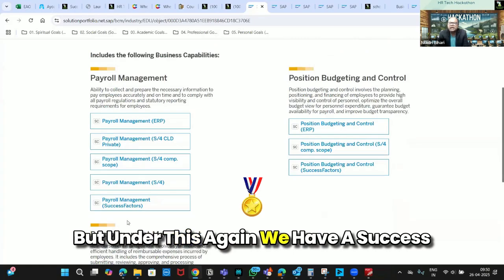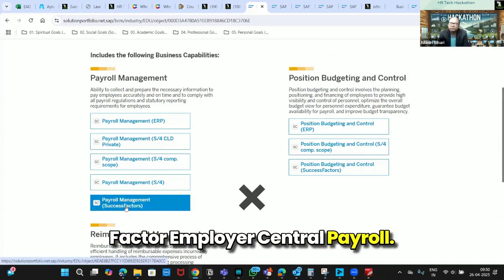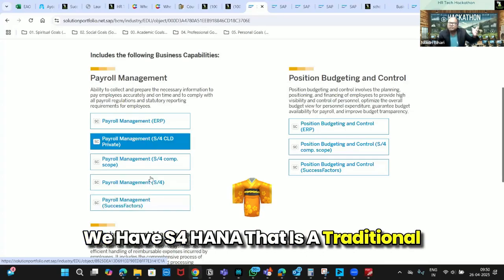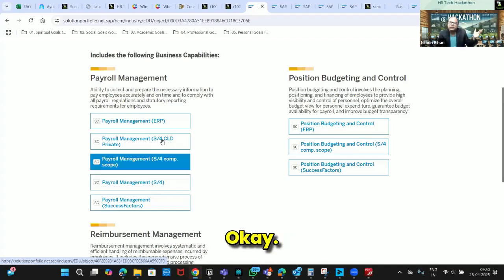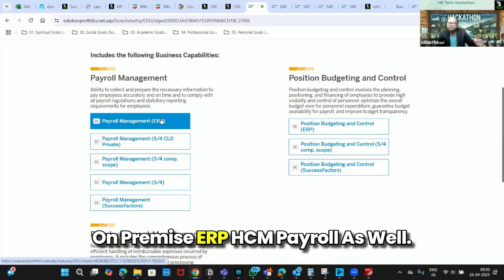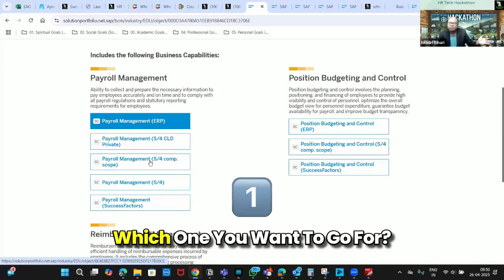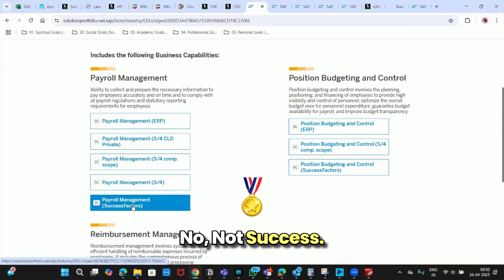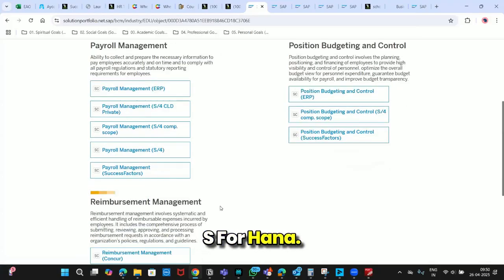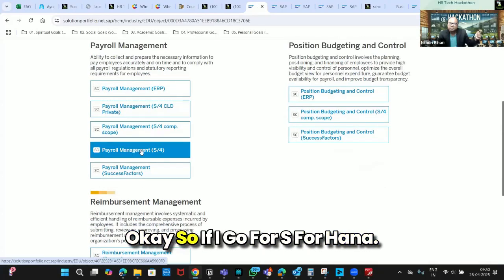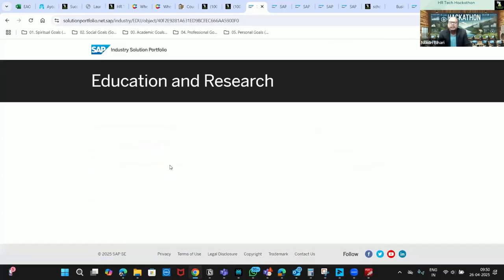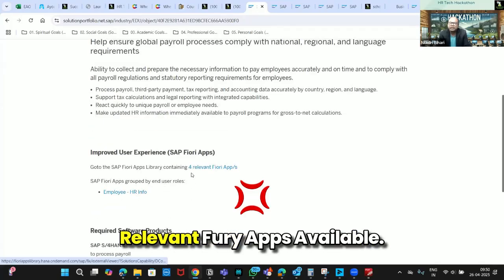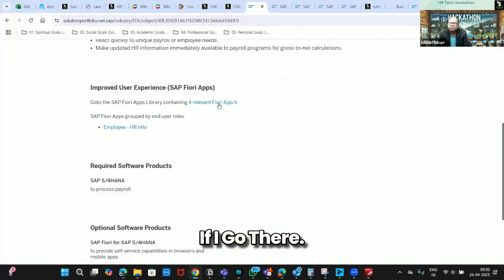Under this, again, we have SuccessFactors Employee Central Payroll. From a solution capability point of view, we have SuccessFactors Payroll, and S4HANA, which is the traditional on-premise SAP HCM payroll. And also we have the traditional on-premise ERP HCM payroll as well. Which one do you want to go for? S4HANA. Okay. If you go for S4HANA in the education and research industry, we have 4 relevant Fiori apps available. Let me go there.